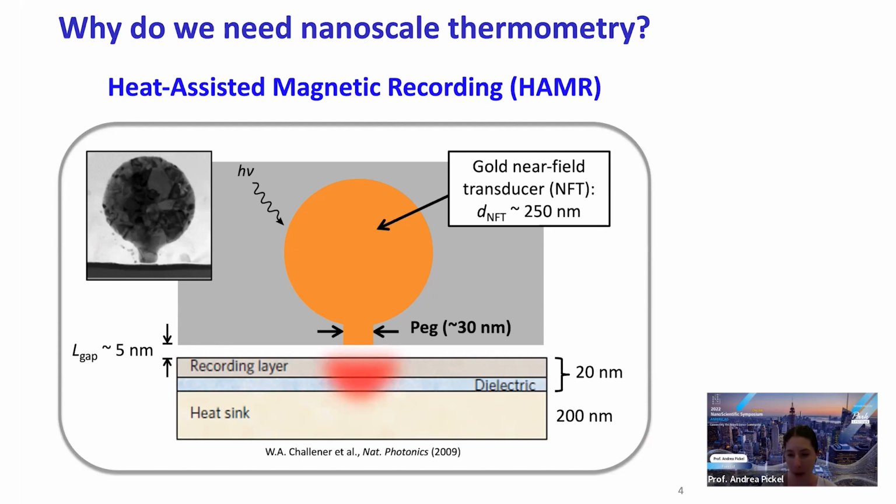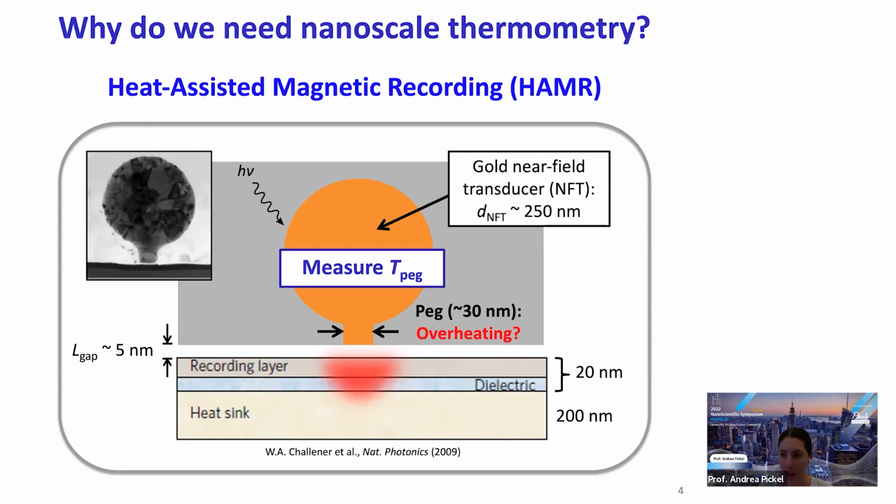But one major challenge for HAMR is that it's known that instead of heating the recording medium, significant parasitic heating of this 30 nanometer peg can happen instead. Degradation of the HAMR peg can cause entire HAMR drives to fail. Again, it's thought that the cause of this degradation is overheating. But right now, there's no way to actually measure that peg temperature during operation.